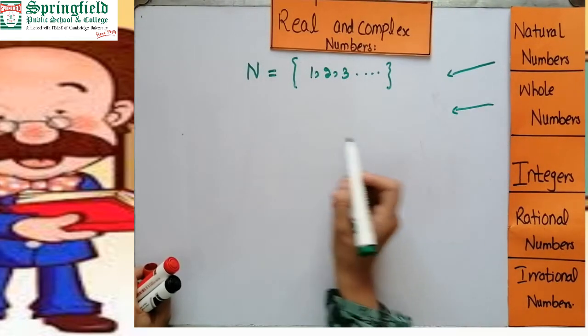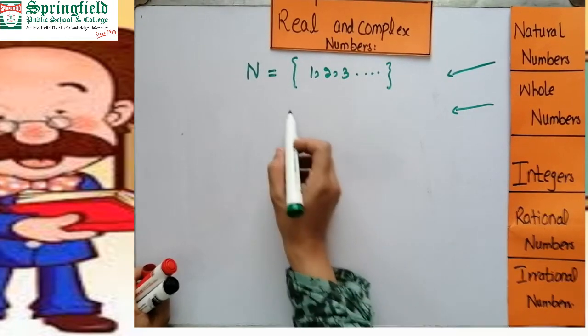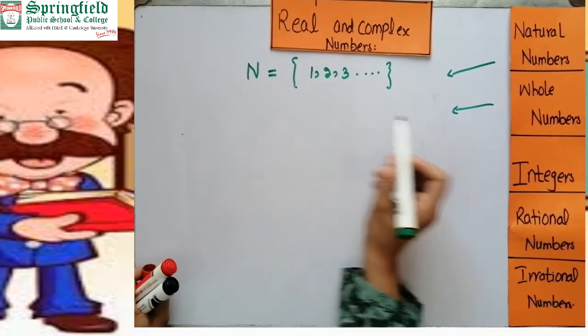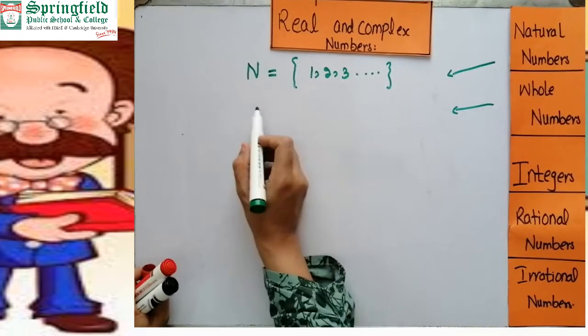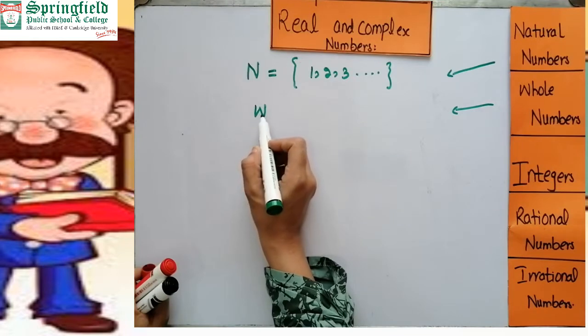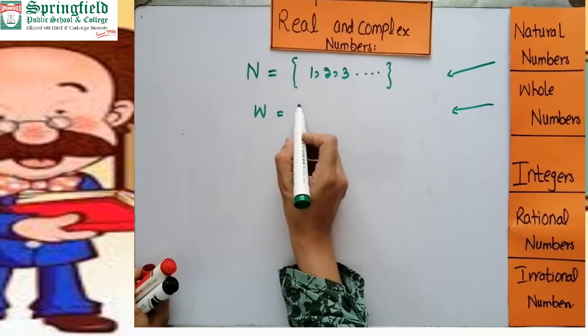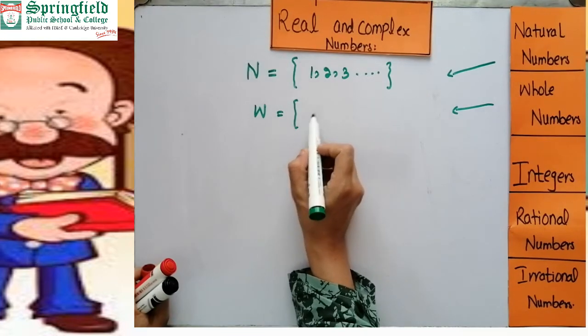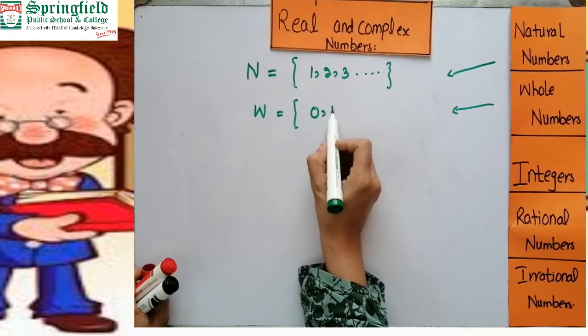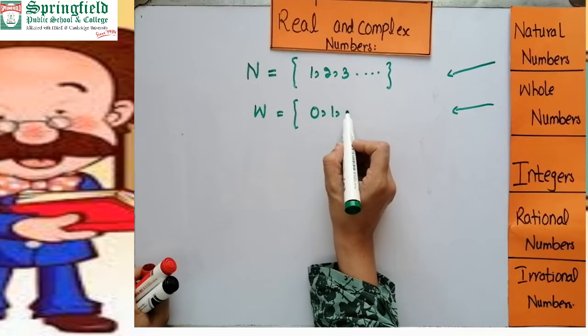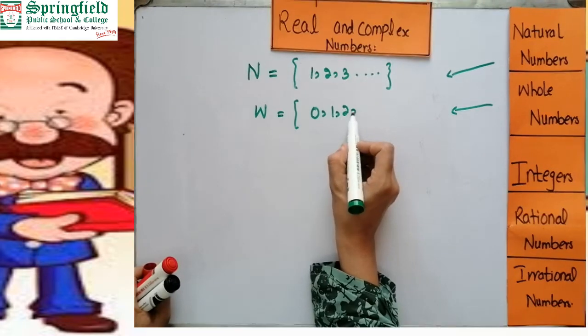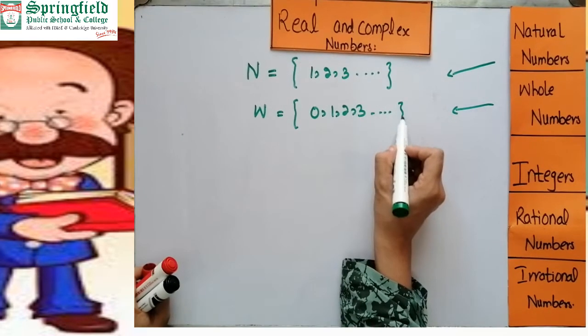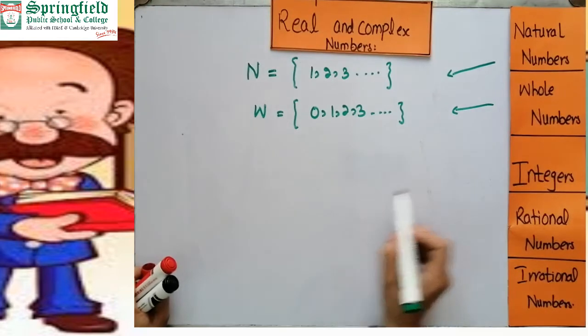And whole numbers start from 0. So the set of whole numbers is represented by W. W represents the whole numbers. So whole numbers are a set of numbers that start from 0: 0, 1, 2, 3 and so on. So these are called the whole numbers.